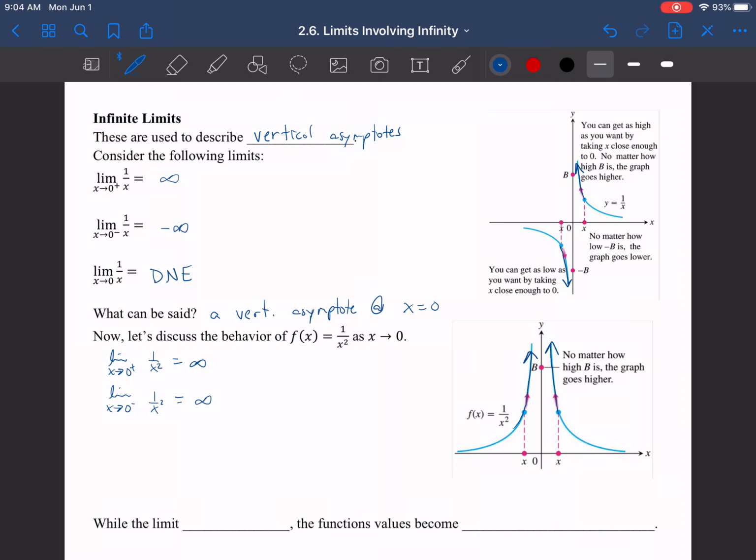That means the limit as x goes to 0 of 1 over x squared is also just infinity. Those two things, the left and right limits, match, therefore it's infinity. And so as x goes to 0, the function values become infinite. Okay? No matter how high of a number you pick, it's always going to be bigger.